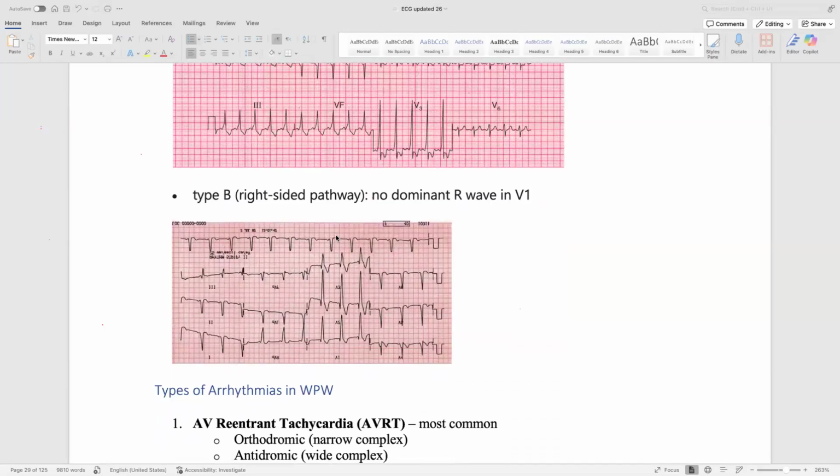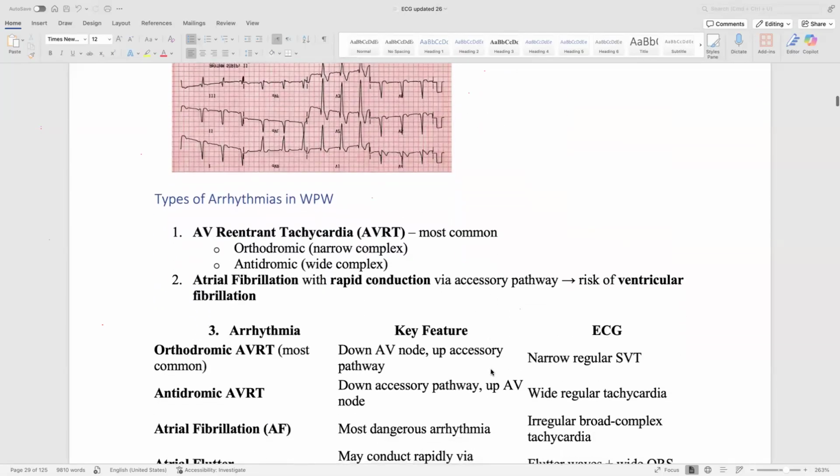Why? Because there is WPW syndrome. In lead 2, there is a short PR interval here, and a little bit broad QRS. So it is WPW syndrome. Go to V1. V1 is normal. This is a right bundle branch block. This is a right wall accessory pathway. A right wall is type B WPW syndrome. Clear?